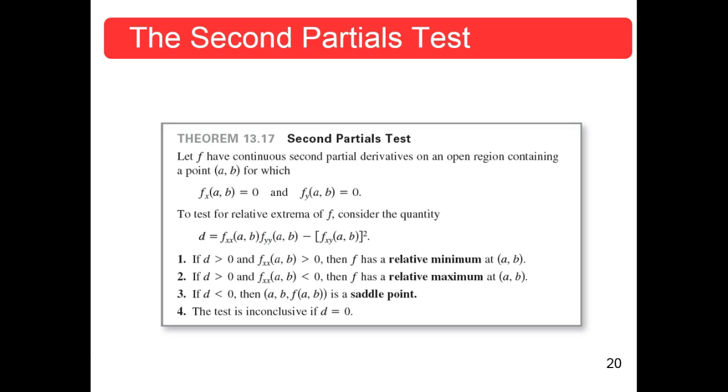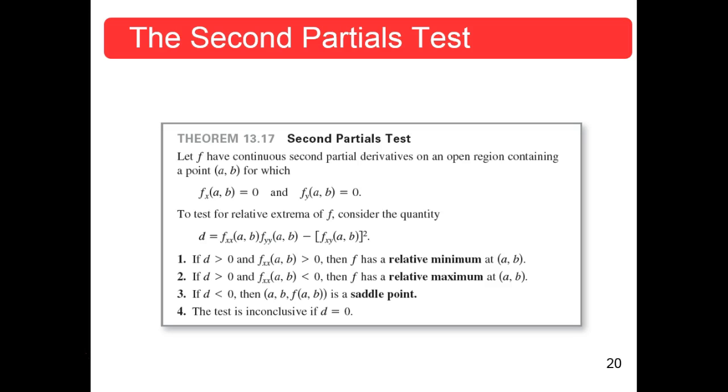And you have to say that f sub xx is positive. Then f has a relative minimum at (a, b). So in other words, the product is positive. Not quite the product. That difference is positive, and f sub xx is positive. Okay?